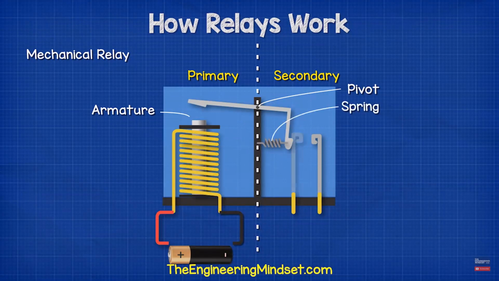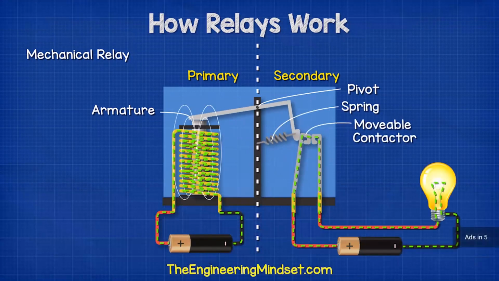Connected to the armature is a movable contactor. When the armature is attracted to the electromagnet, it closes and completes the circuit on the secondary side.